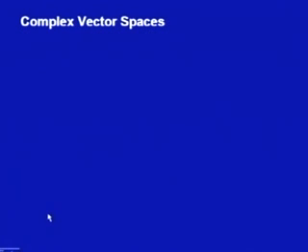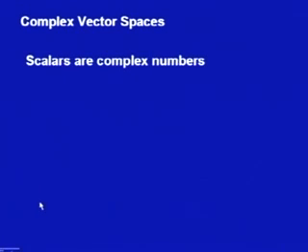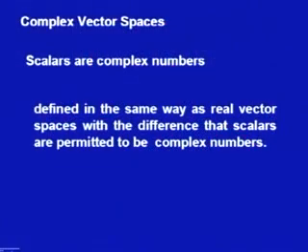Now, so far we were discussing real vector spaces. Now, we will be coming to complex vector spaces. The basic difference between the two is that in real vector spaces, the scalars are taken from the set of real numbers, but in case of complex vector spaces, scalars are taken from the set of complex numbers. So, we say that complex vector spaces are defined in the same way as real vector spaces, with the difference that scalars are permitted to be complex numbers. That means all the axioms need to be satisfied for this set of scalars.